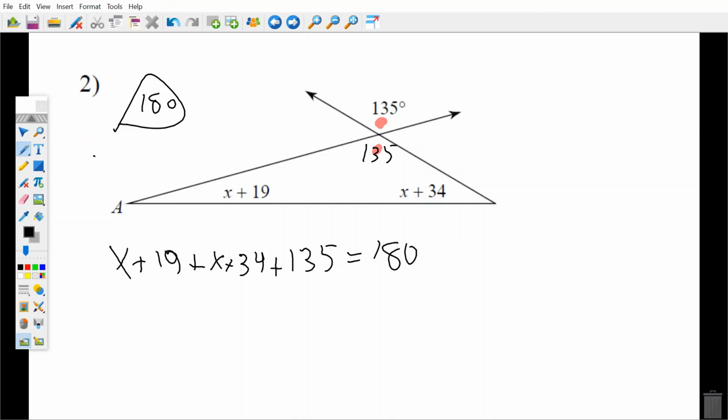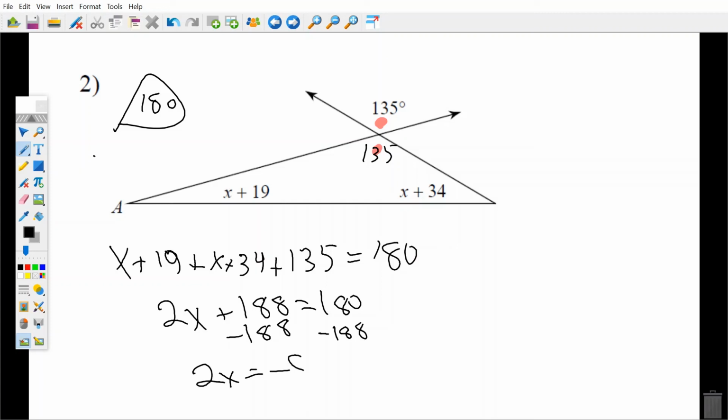19 plus 34 plus 135 is 2x plus 188 equals 180. I minus 188 from both sides. 2x equals negative 8. X equals negative 4. If we want to check our work, if we put a negative 4 in here, we get 15 as our answer. We put a negative 4 in here, we get a 30 as an answer. And then if we go 135 plus 15 plus 30, we get 180 degrees.